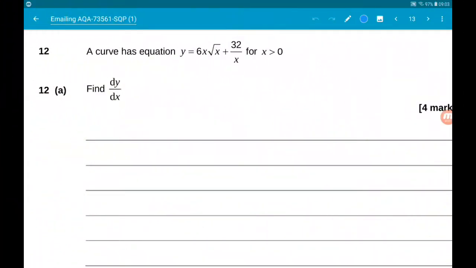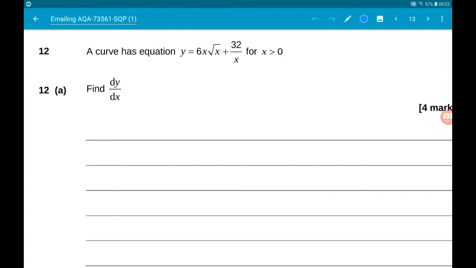Alrighty, question 12a. A curve has equation y equals 6x root x add 32 over x for x greater than 0, and we want to find dy by dx. So, first of all, write the equation in power form.